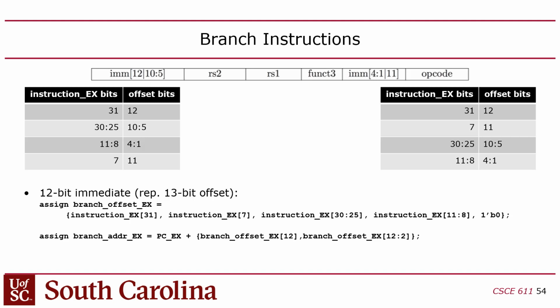Let's see. So you can use this code. I tried to work it out in these two tables, but I think it's easier just to use that because it's so convoluted the way they set up the branch offset in RISC-V. In MIPS, it was easy. It was just the lower 16 bits. Here, it's all scrambled. Okay, any questions about that?